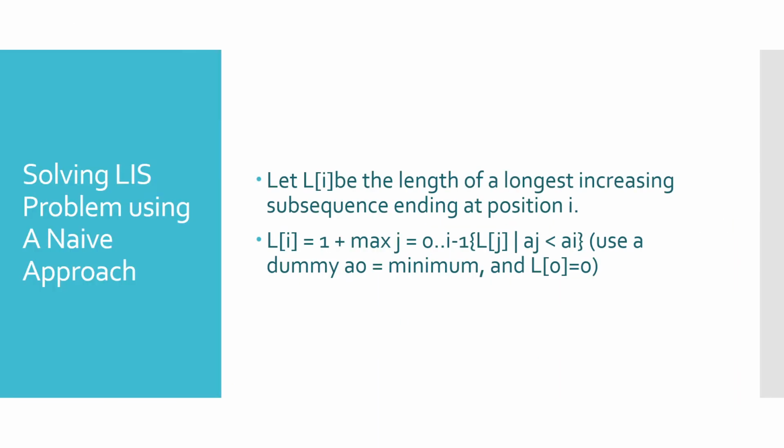Now, solving an LIS problem using a naive approach. Let Li be the length of a longest increasing subsequence ending at position i. Now what does this line mean? For length i, what is the longest increasing subsequence? The i can be either 4, 6 or any number. So, for example, let's take i equal to 5. Then you have to find the longest increasing subsequence for L5. So this is the formula given.